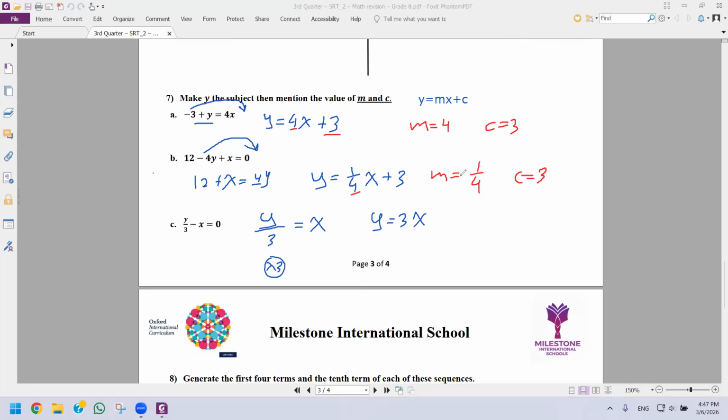Now let's write m and c. M is multiplied by x, so m is 3. So what about c? There's nothing here, which means it will pass through the origin 0, 0. So we say that c is equal to 0 because there is nothing here. So this is again the general equation, y equals to mx plus c.